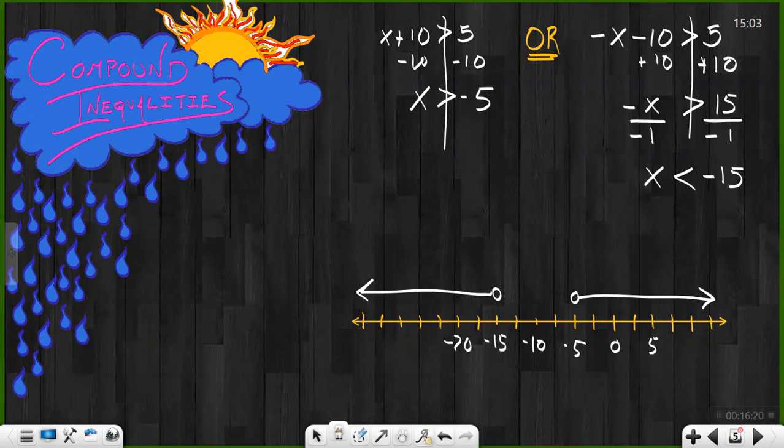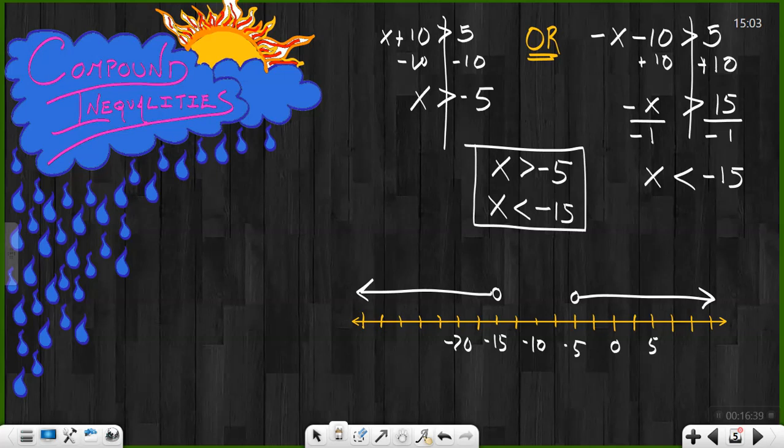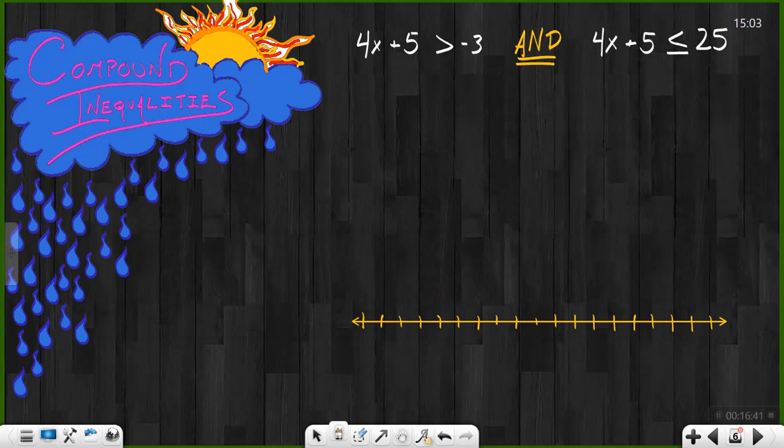Since this is an or, it could be one or the other. I don't need to look for overlap. In this case, there is none. Since there's no overlap and it's an or, I can't simplify my answer. I just need to write both conditions: x is less than negative 15 or greater than negative 5. And that's how I'd write my final answer. Let's look at the next one.